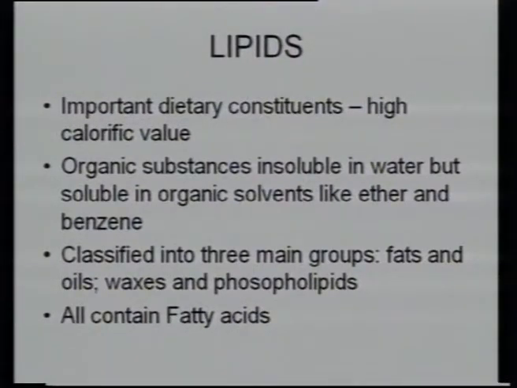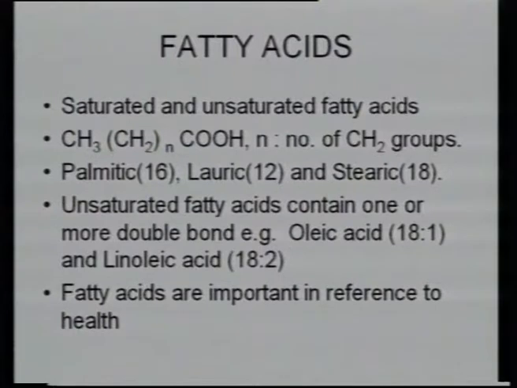We classify them into 3 main groups. Fats and oils is one group, then waxes and phospholipids, but all of them contain fatty acids. So the important thing is fatty acids. Now fatty acids are of 2 types, saturated and unsaturated. Examples of saturated are palmitic acid, lauric acid and stearic acid, and unsaturated fatty acids are oleic acid and linoleic acid.